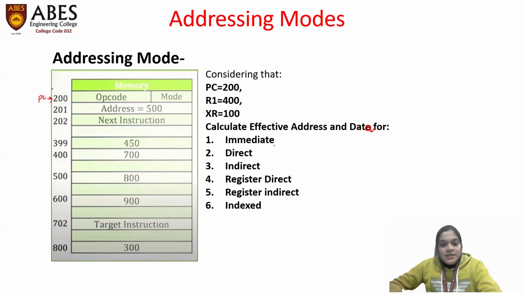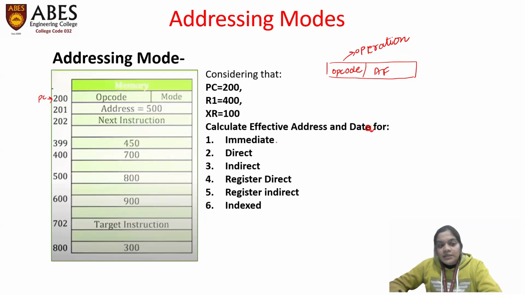Now, first is the immediate addressing mode. According to the definition of immediate addressing mode, whenever there is an instruction, this instruction comprises the opcode, right? And you have the address field. So opcode is the operation that has to be performed on the data or the operand. And the address field will give you the effective address value where the data is stored in the memory section.